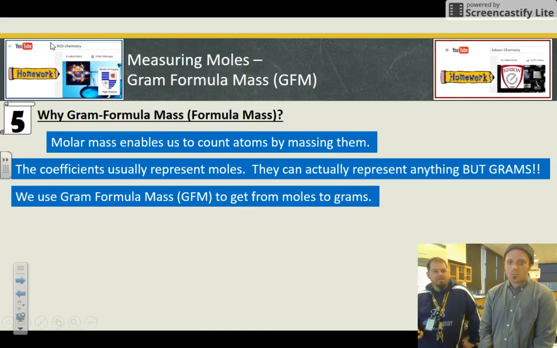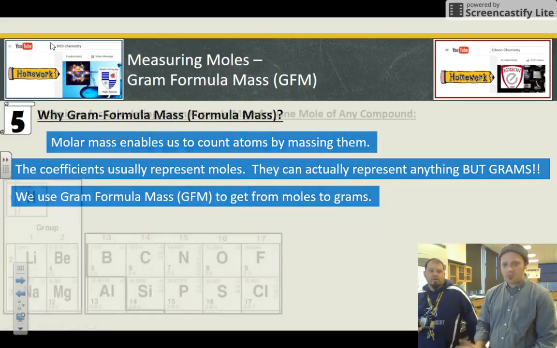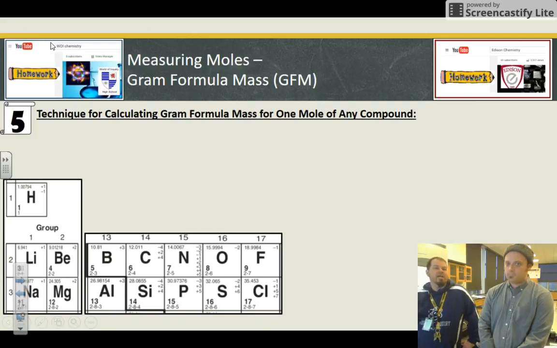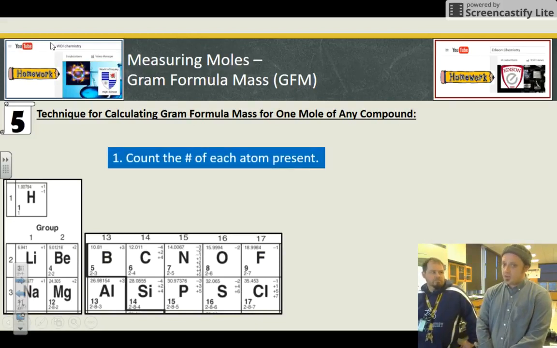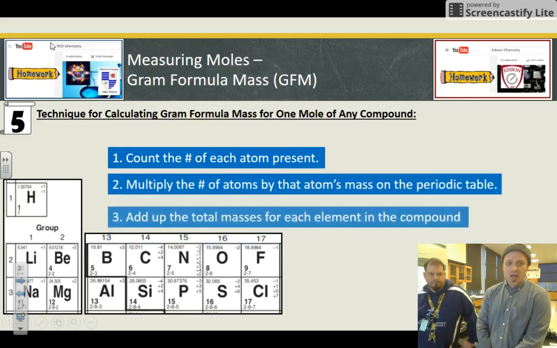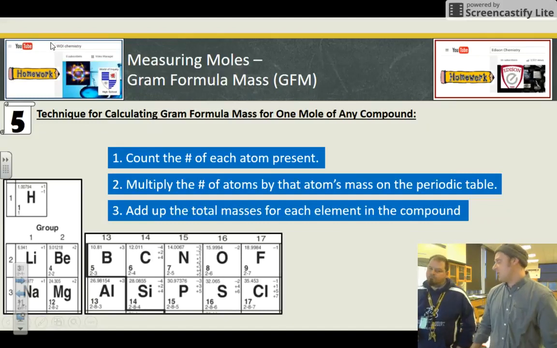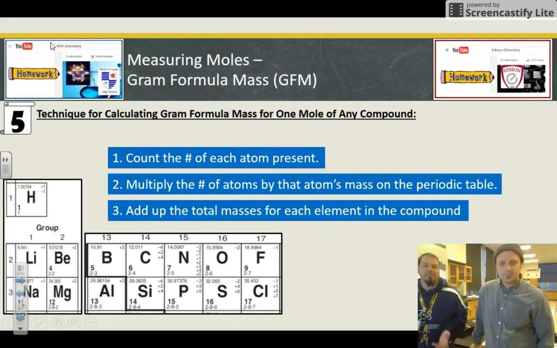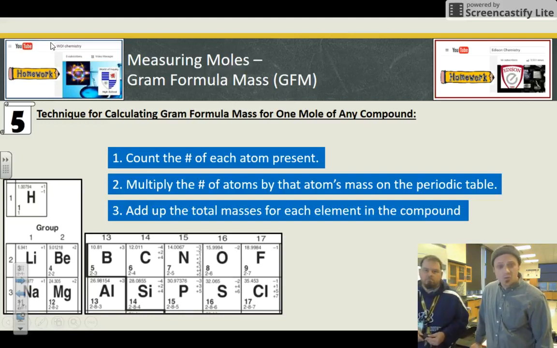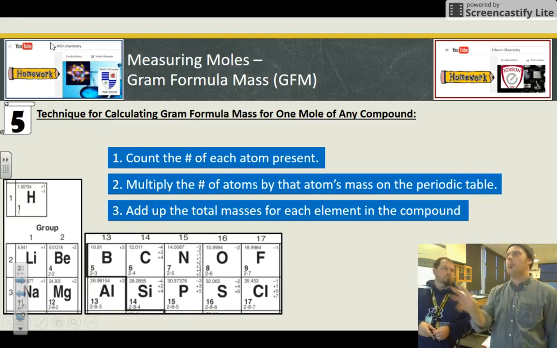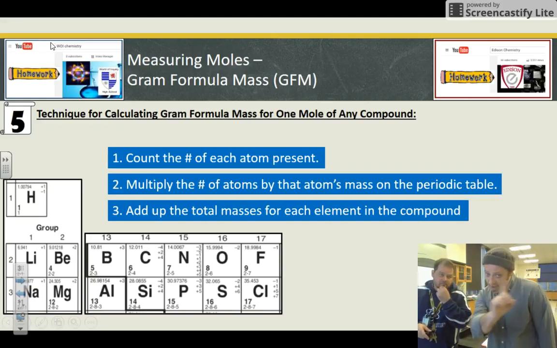We use gram formula mass to get from moles to grams or from grams to moles. We can go back and forth. After we find gram formula mass, we're going to actually use it. So there's a technique. It's pretty simple. We're going to write it out, and then show you a few times. The first thing, you have to count the number of each atom present. Then we multiply that by the mass of that particular atom, which we look up on the periodic table. And then we add those total masses up to find out what the whole compound's mass would be if you had 1 mole of it.